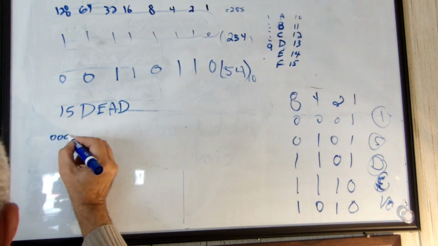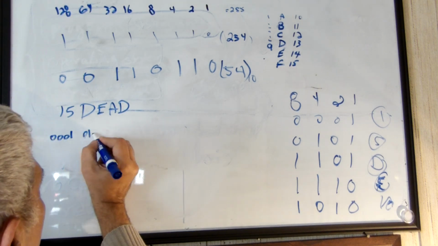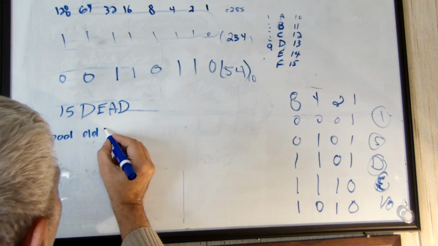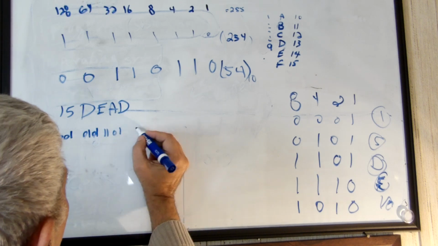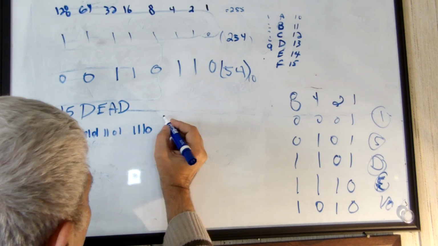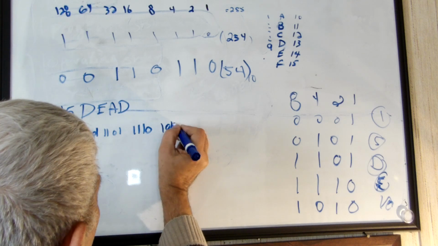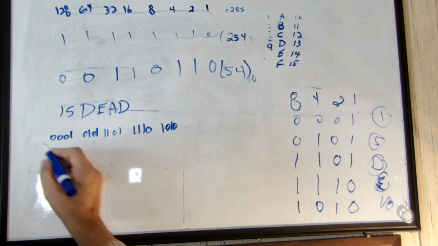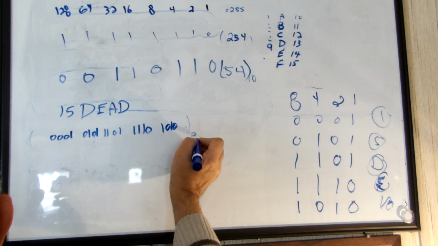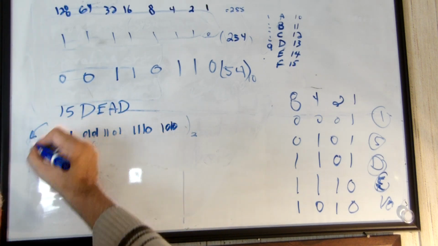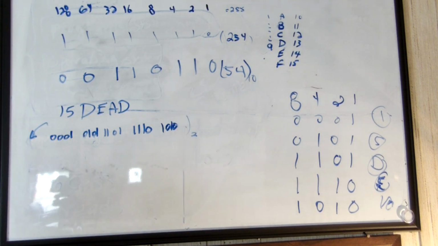0, 0, 1, 1, 0, 1, 1, 1, 0, 1, 1, 1, 1, 0, 1, 0, 1, 0. That is going to be 15 dead converted to binary.